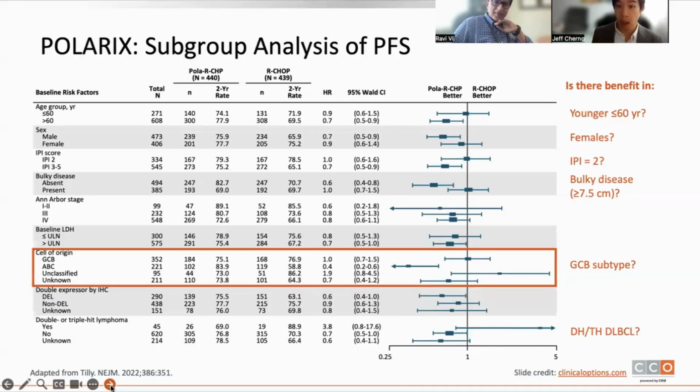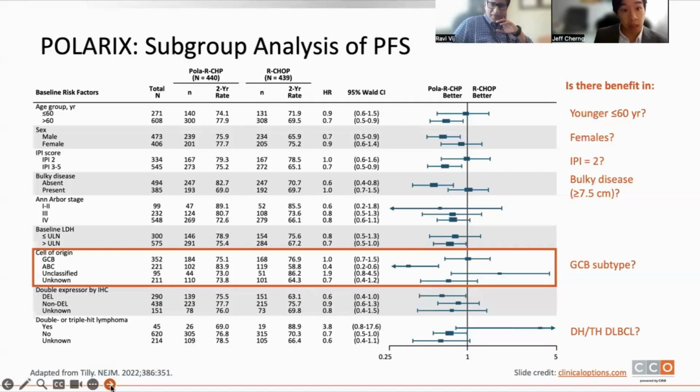At least in my practice, I am definitely giving Pola-R-CHP to any patient with at least non-GCB subtype DLBCL with an IPI of 2 to 5. And I am considering it for patients maybe with an IPI of 1 as well, not necessarily within the label, but oftentimes we can sort of get it approved.